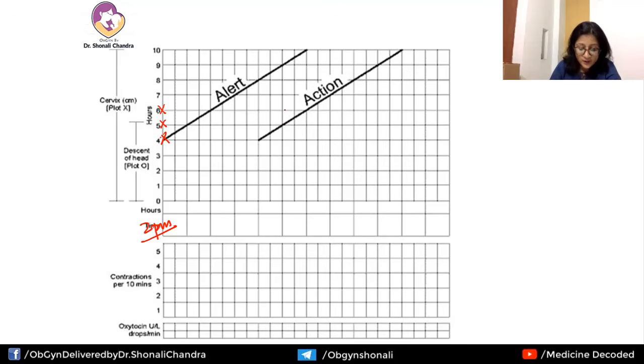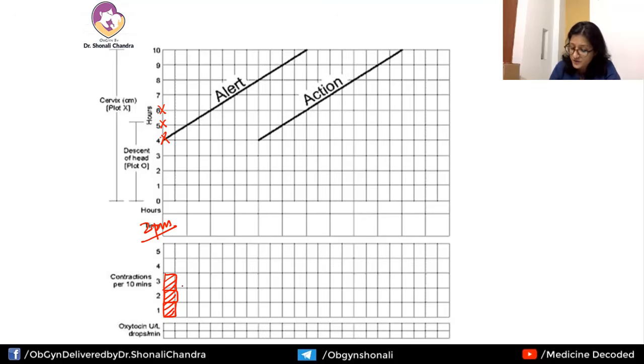Now we will also plot the contractions at 2 p.m. She was getting 3 contractions, so I will plot 3 boxes here. She was getting moderate contractions, so I will draw slanting lines. Now you can see that contractions are denoted by these small boxes. This one small box is for half an hour, so the contractions are also plotted half hourly.